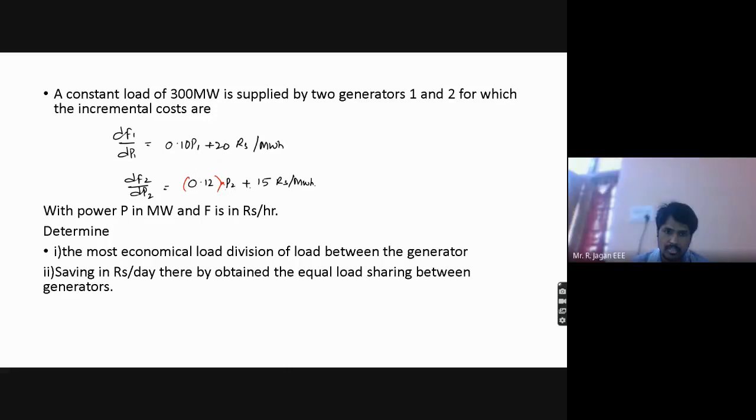0.12 into P2 plus 15 rupees per megawatt hour, and power P in megawatts, F in rupees per hour. Remember, some problems may have C and some problems may indicate with F. Determine the most economical division of load between the generators. Okay, that means what you have to do here? Please tell me.